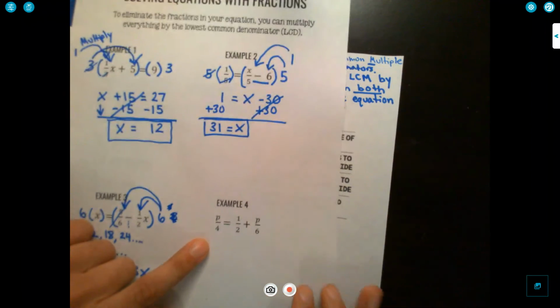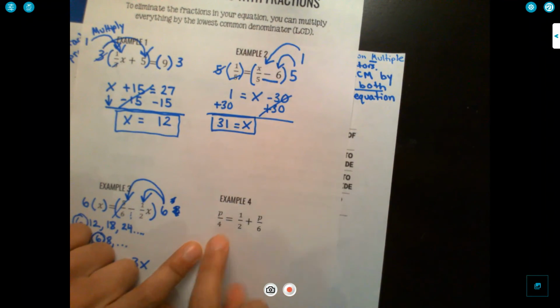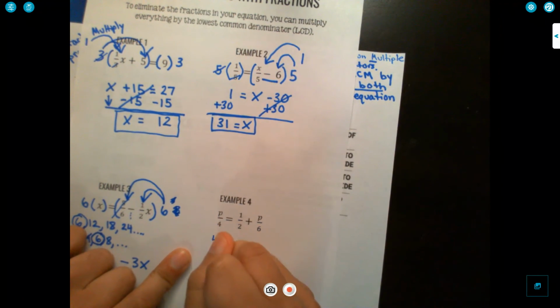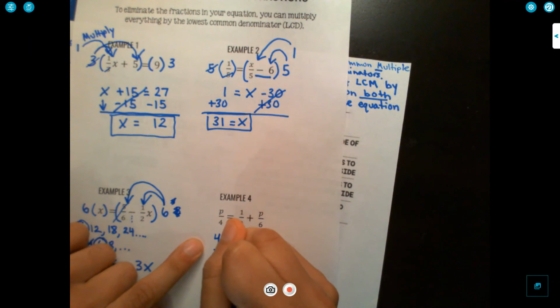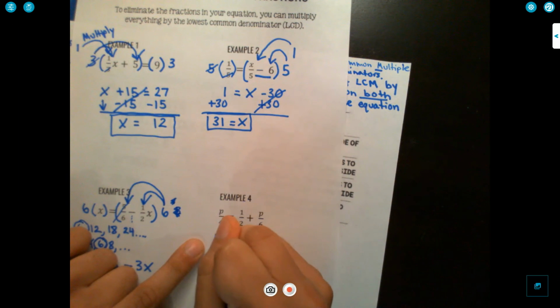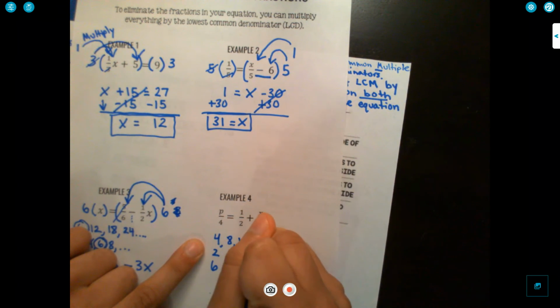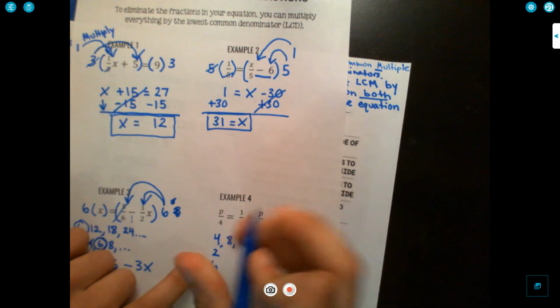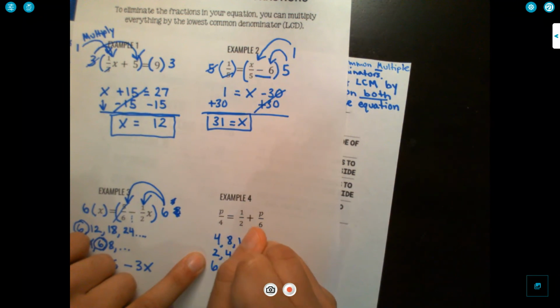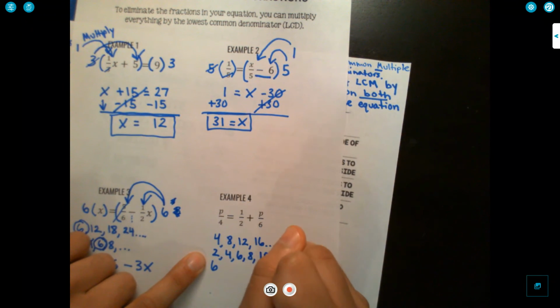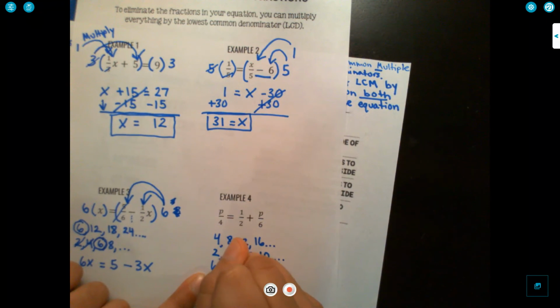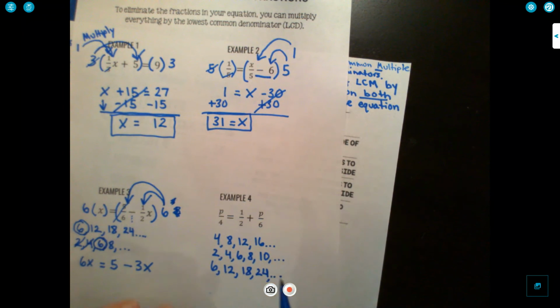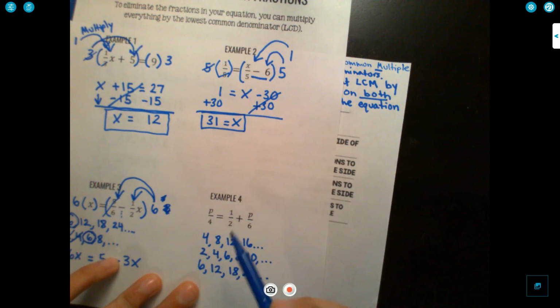Same thing over here. So we have 4, 2, and 6. So I'm just going to write out their multiples, counting multiples of 4. So 4, 8, 12, 16, and so on. 2, 4, 6, 8, 10, and so on. 6, 12, 18, 24, and so on. So now we've got to find the one that they all share. I'm going to start with the smallest one.